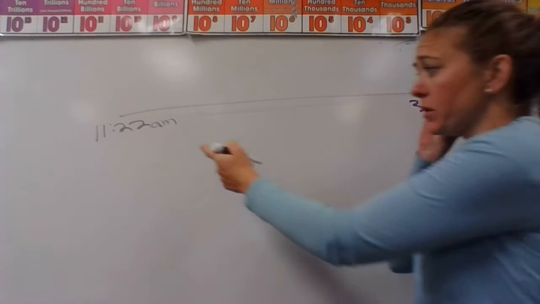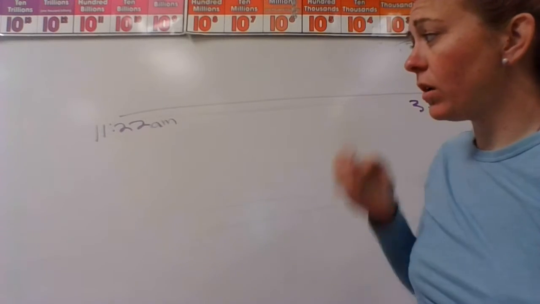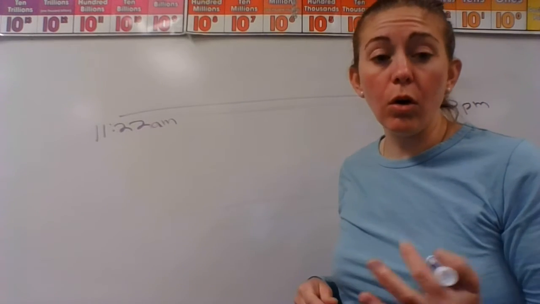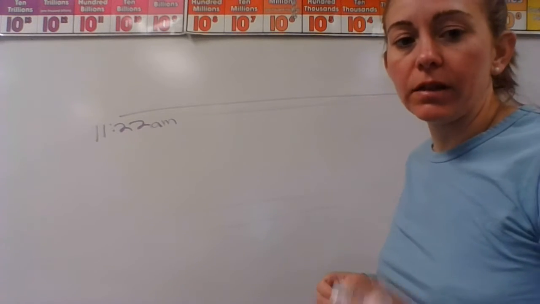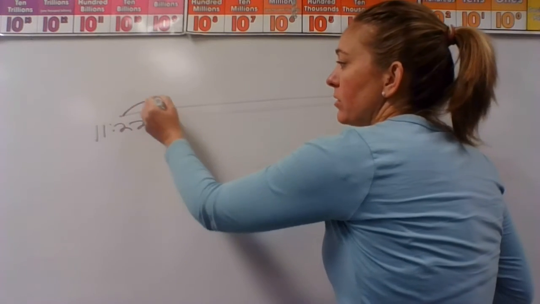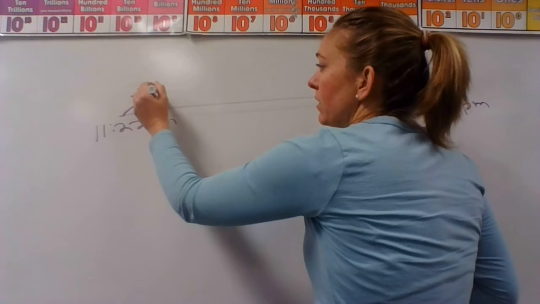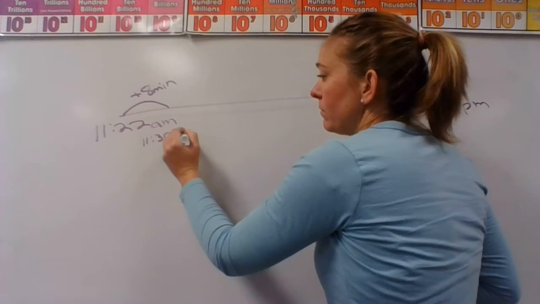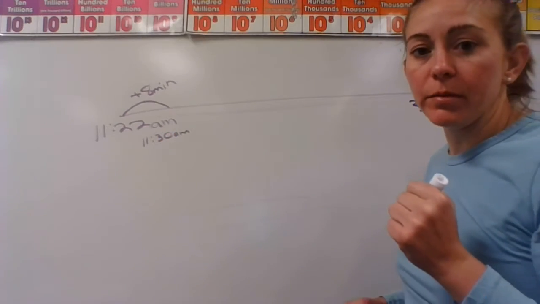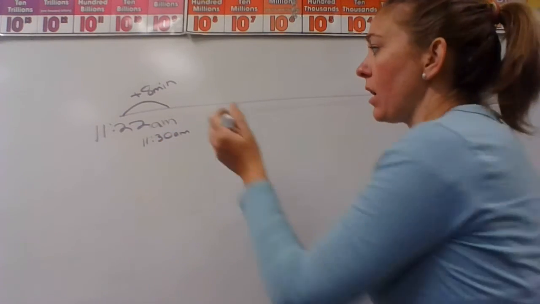So I'm going to start over at 11:22 a.m. I want to get to an even number, like a whole hour. So I'm going to first add 8 minutes to get to 11:30. That's an easy number to work with. Plus 8 minutes, 11:30. And then I can add an extra 30 minutes to get to 12 o'clock.